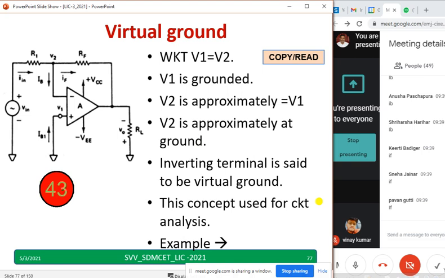I cannot say V2 is ground. I can say virtual ground, because V2 should be equal to V1. So this is one concept which you have to remember. One example we will take.